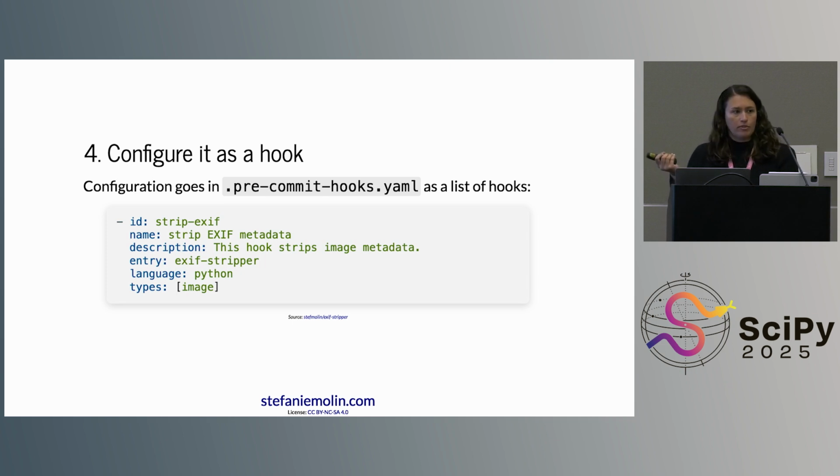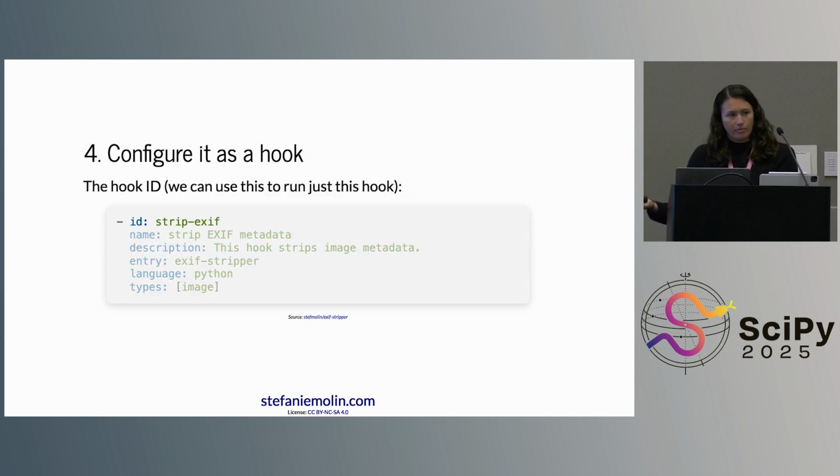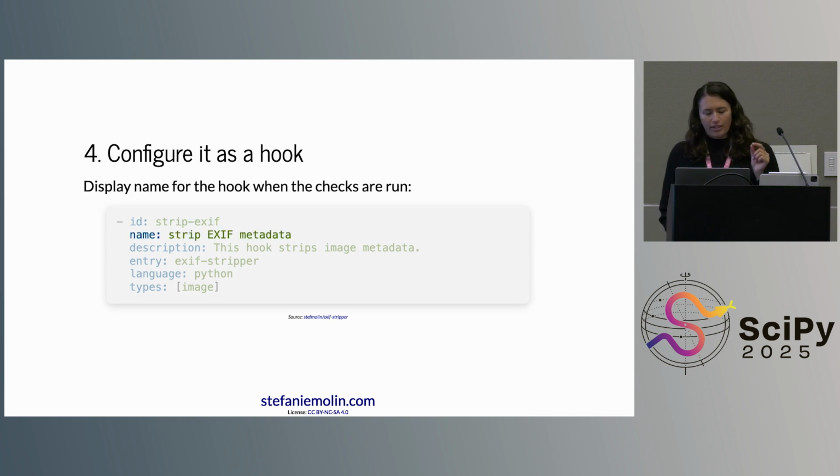So the ID, which we were familiar with already, is what people will declare when they want to use your hook. So you just name this whatever you wish your hook to be identified as. This is an example from the exif stripper. It's called strip exif when people declare it. You provide a name. If you've noticed, for example, we are using ruff-check, ruff-format, but when we ran the hooks, it was always ruff-check, ruff-format. So this name is the display name that will actually show up in the output when the hooks run, right?